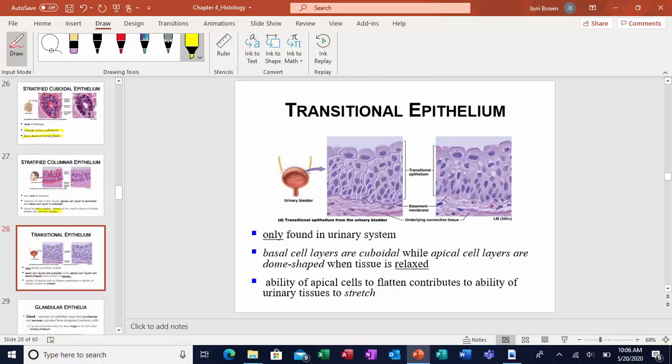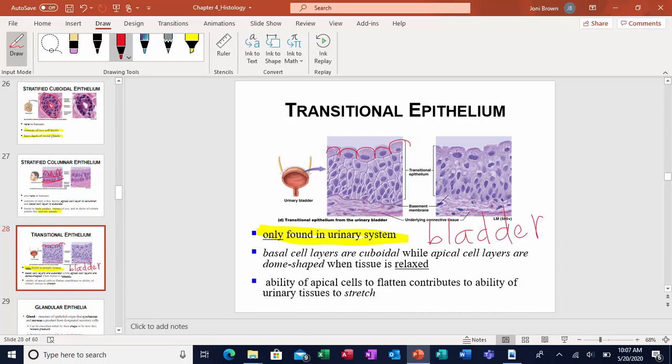The last type of stratified epithelium is transitional. And the only place you find it is in your urinary system, specifically in your bladder. And this tissue is going to be dome-shaped. You see how it's making these domes? When it's relaxed, the cells at the top are dome-shaped.